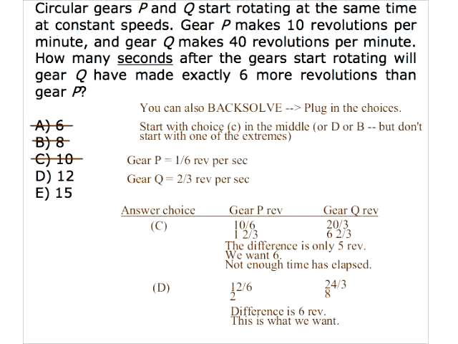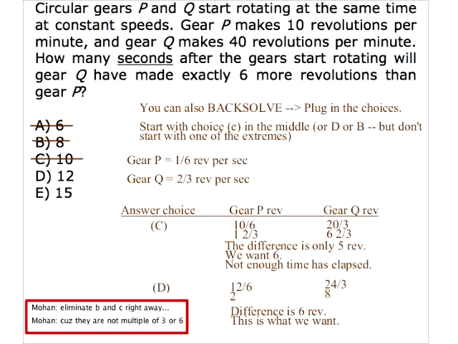This is not really true. Eliminate B and C right away because they're not multiples of 3 and 6. Let me put this in a red box here, and let me write next to it, no, period. That'll get you in trouble, because if you imagine that I had the question asking about 5 revolutions instead of 6.